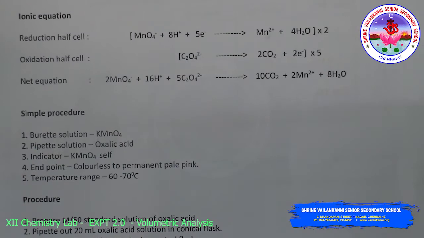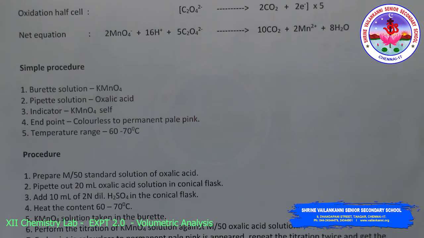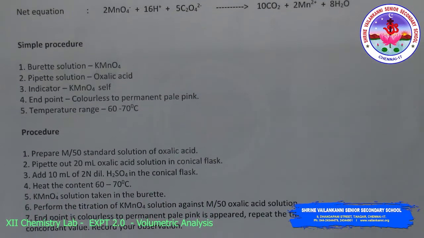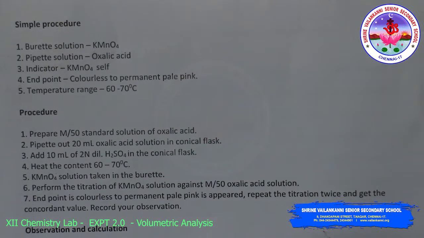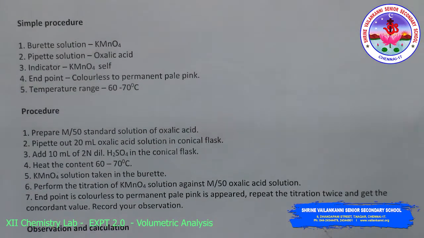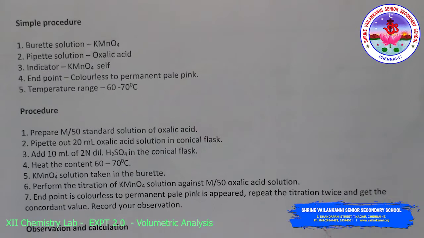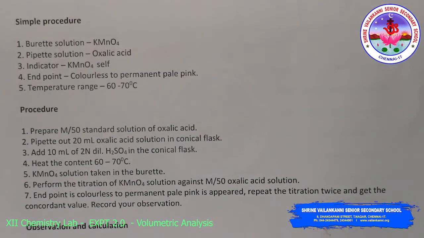Here you have to heat the standard solution, that is the pipette solution, to nearly 60 to 70 degrees Celsius. Why are we heating? Because of the carbon dioxide formed from the oxalic acid. Look at the equation, the carbon dioxide is removed. That's why at 60 to 70 degrees Celsius the carbon dioxide is removed, which means the rate of reaction will increase. Without heating the reaction occurs, but the rate is very slow. That's why we are heating in this experiment.